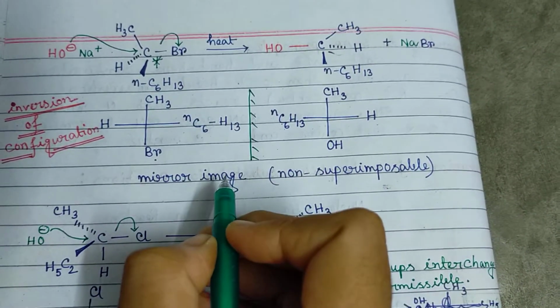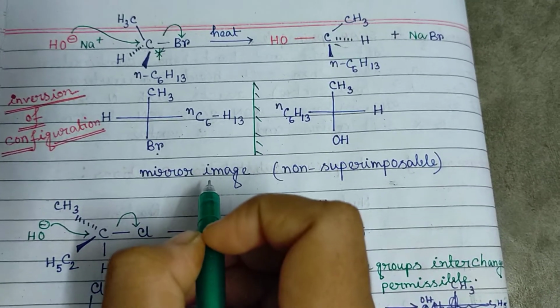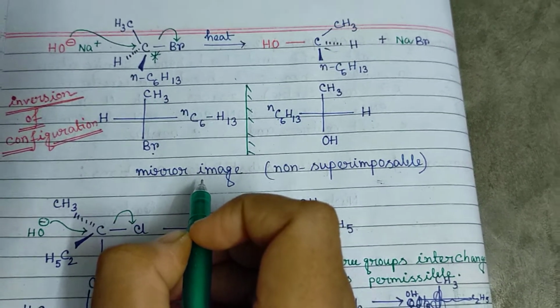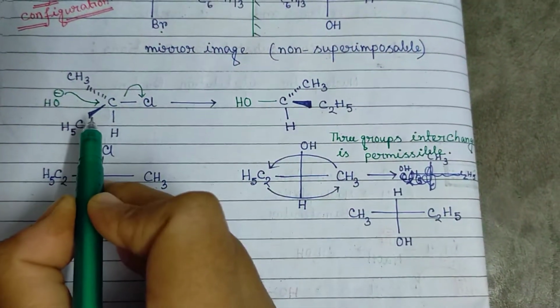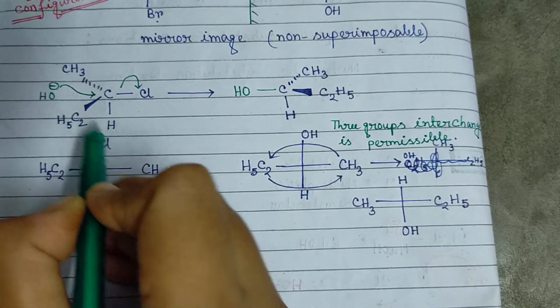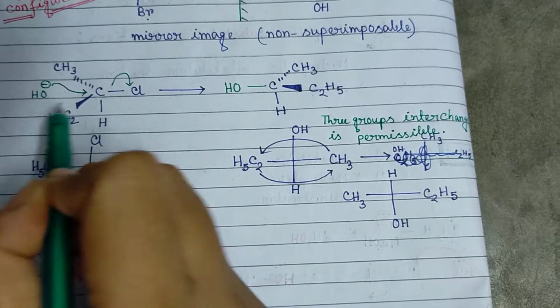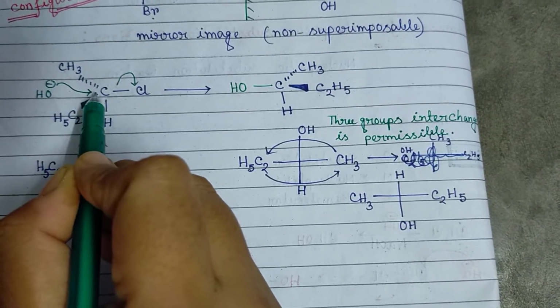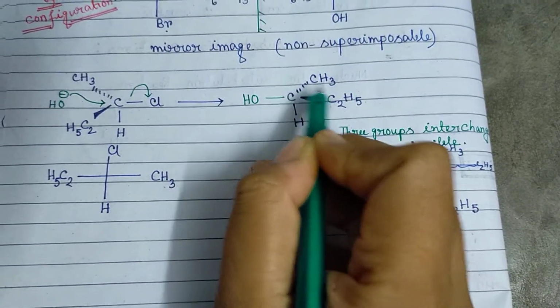So the stereochemistry which is related to SN2 reaction is that there will be inversion of configuration. If we see another example, we can see that here also this carbon is chiral because the 4 groups or atoms attached to this carbon are different. So if OH minus is attacking over here and the chlorine is leaving, then we can have this product.